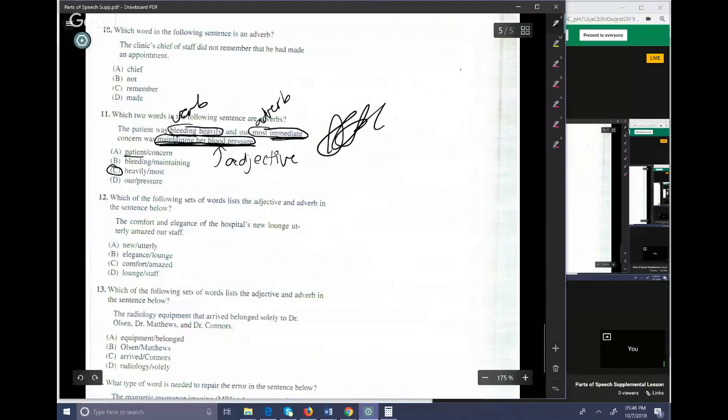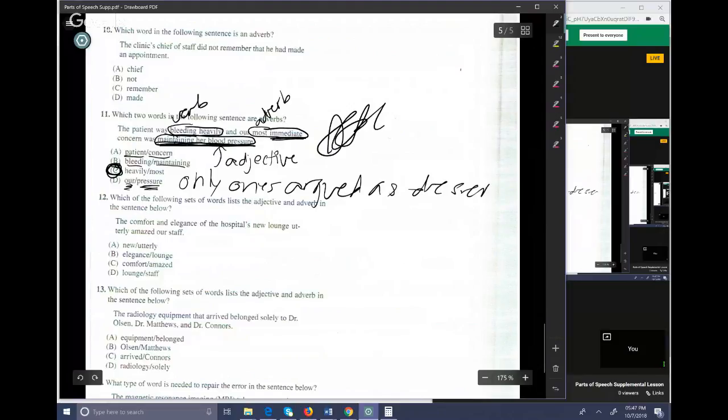Patient is a noun, and concern is being used as a noun. Bleeding and maintaining are the active verbs as opposed to being the adverbs. Hour and pressure are most definitely not modifying verbs in the sentence. So that will help you decide, yes, it is heavily and most. Those are the only ones that can be argued as describing a verb.